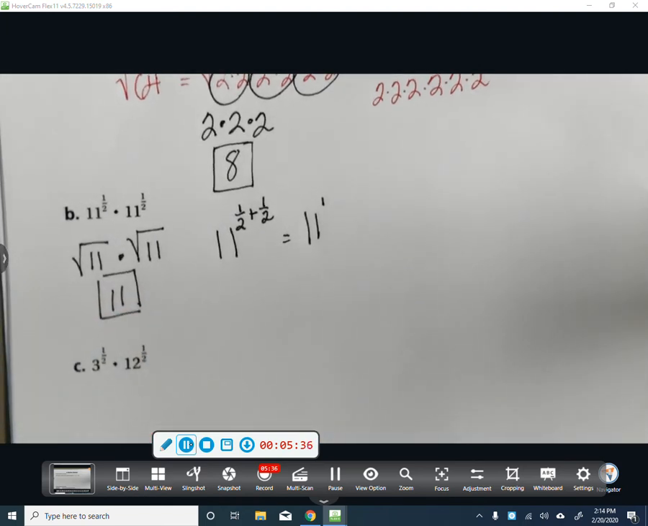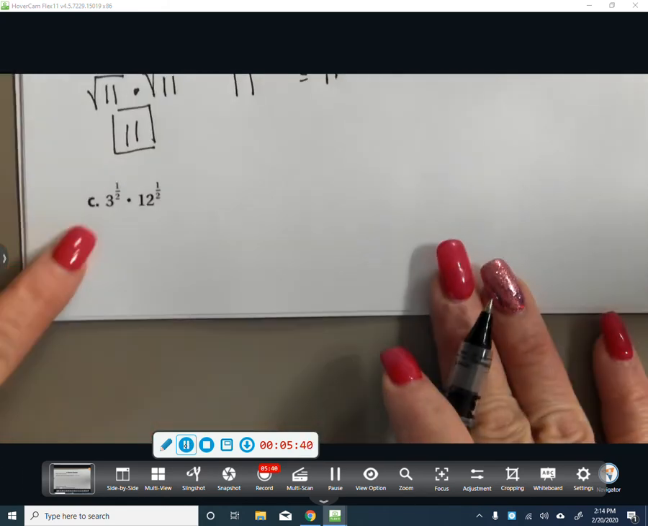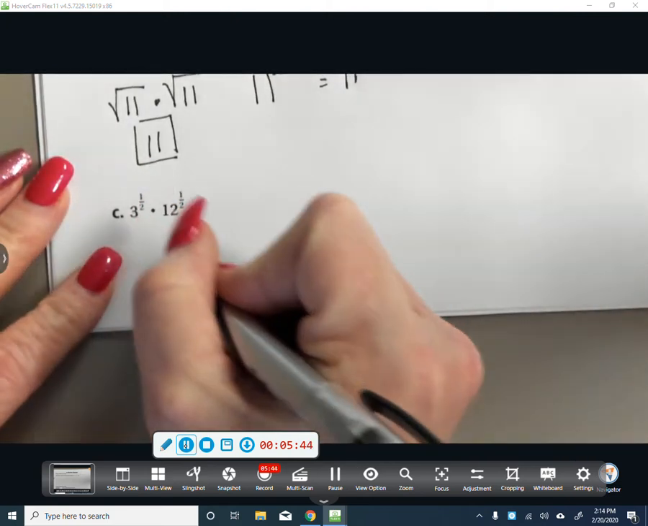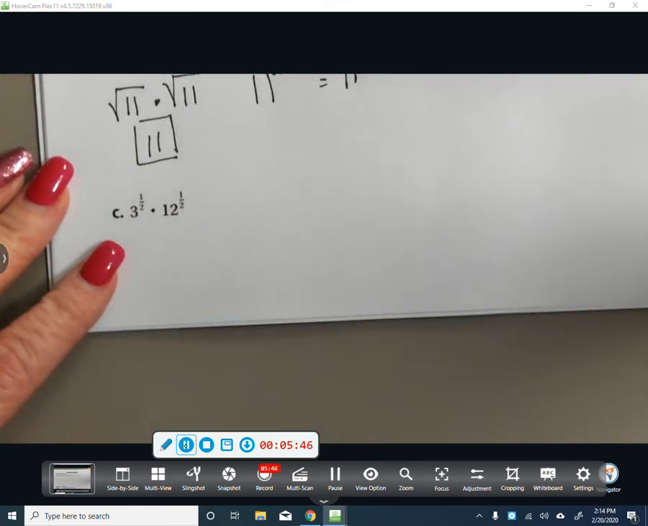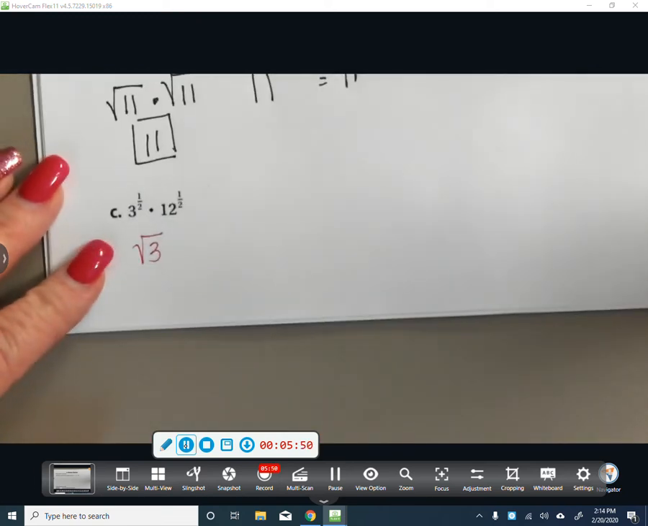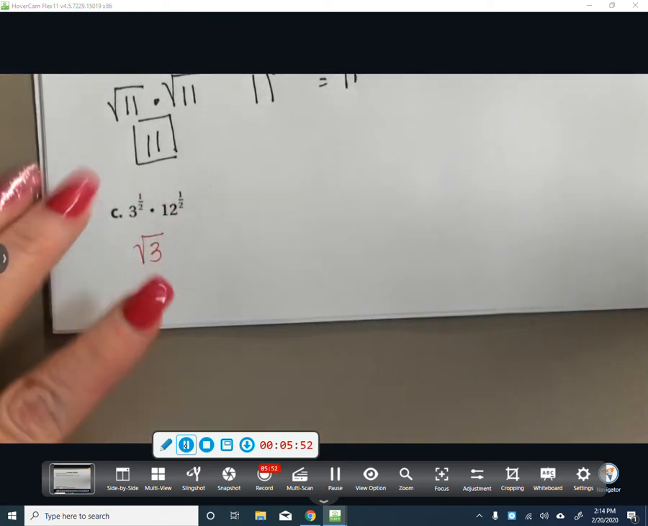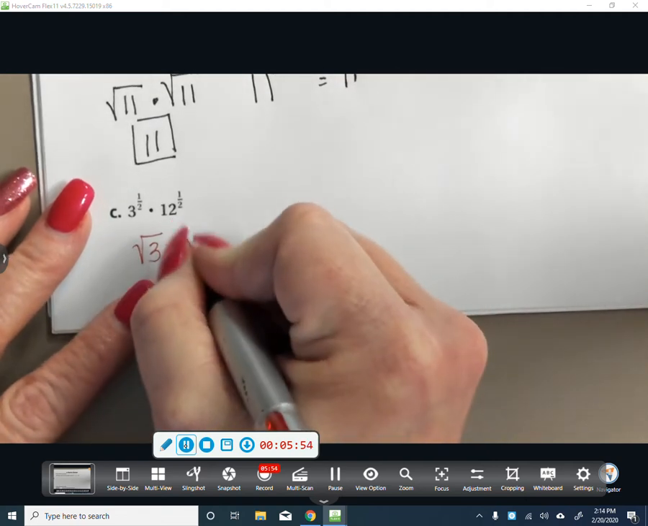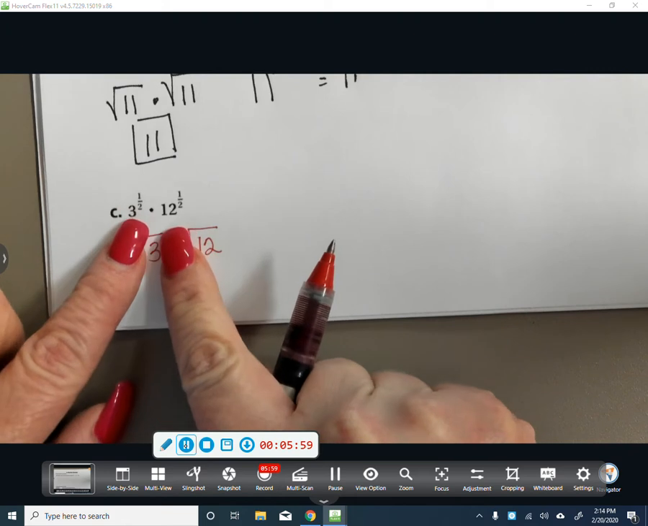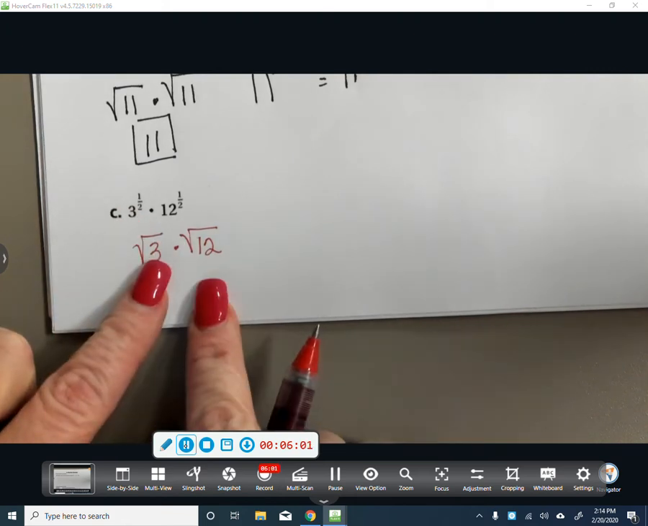Questions? Look at question C. It says 3 to the 1/2, so write it as a radical. 3 to the 1/2 is actually going to be square root of 3. Would you agree? And then 12 to the 1/2 is actually going to be square root of 12. I can't use just my exponents because my bases are different. So I'm going to go ahead and put it in radical form.